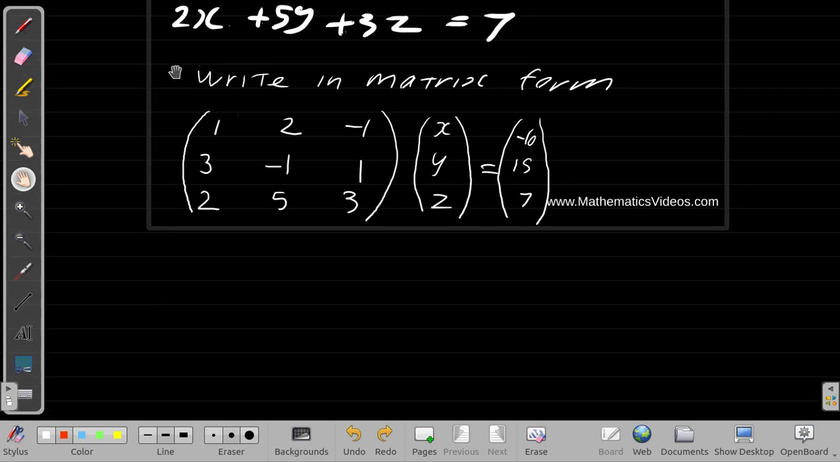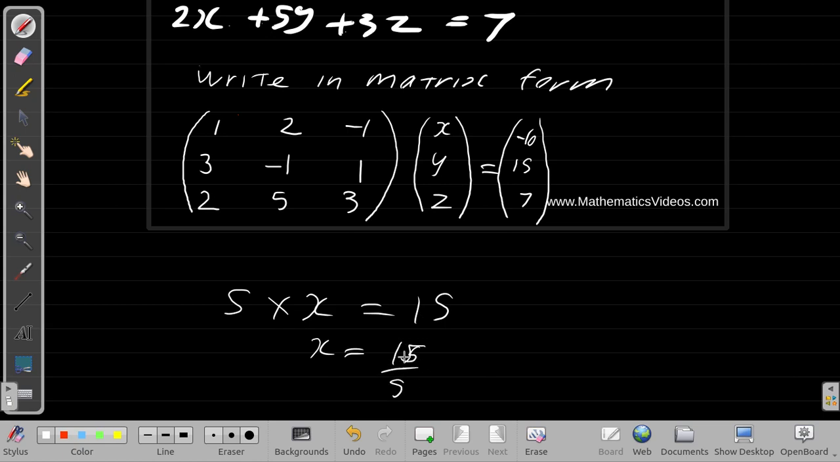Alright. After that, remember the argument. Just like, suppose you have 5 times x equal 15. What you're going to do is say x equal 15 over 5. That's the same thing as the inverse of 5 times 15, the same thing as 15 times the inverse of 5. Remember, inverse of 5 means 1 over 5. That's the multiplicative inverse of 5.